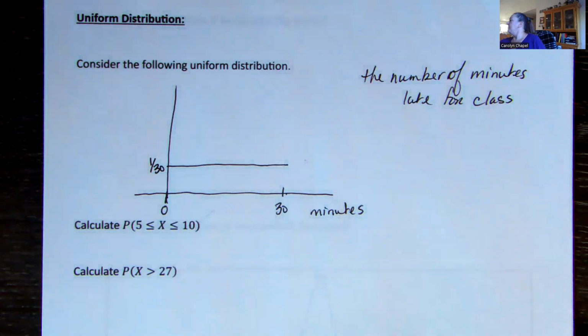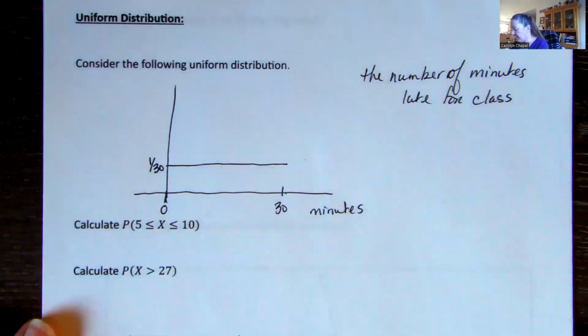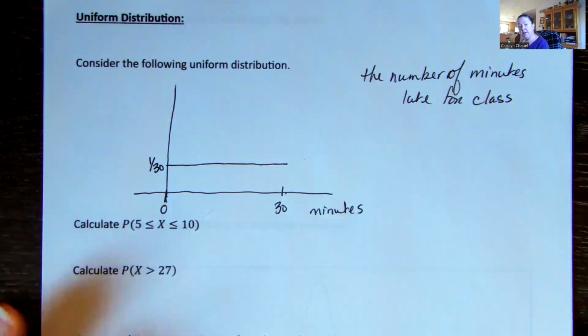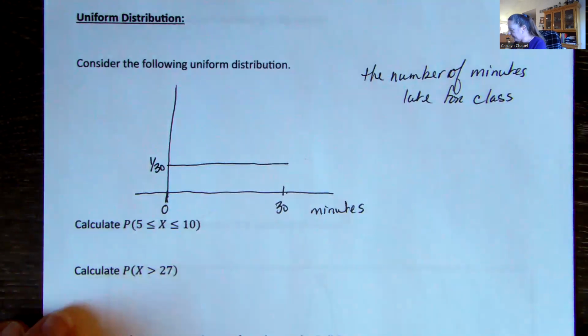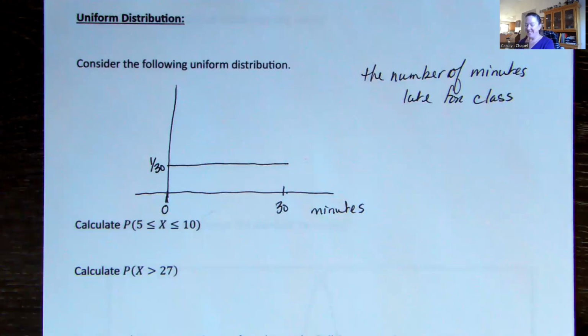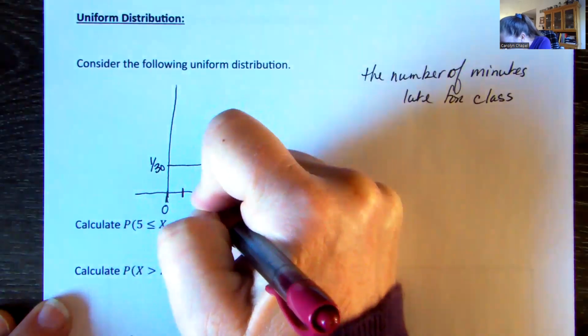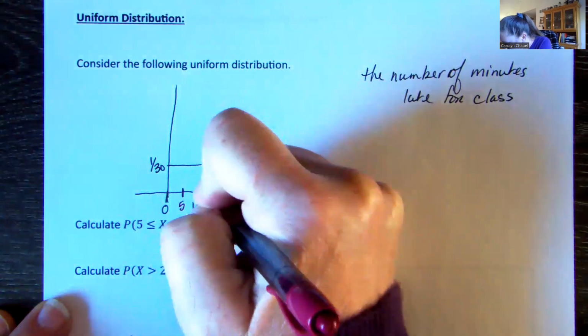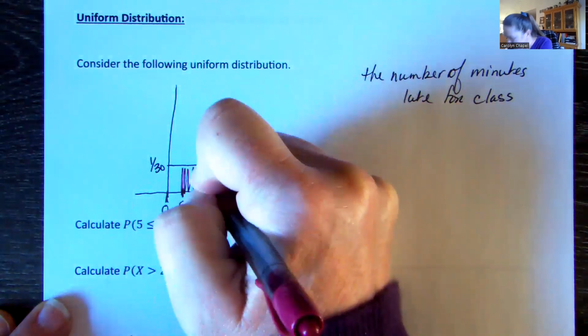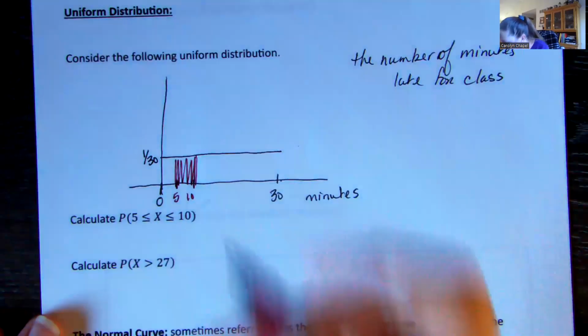Okay, I'm going to get a couple colors here so we can draw some pictures. All right, in this first one, we want to calculate the probability that the time that we're late is somewhere between 5 and 10 minutes. Now, remembering probabilities are the area under the curve for that same region. So I'd be finding the area from 5 to 10. So I'd be looking for this shaded area.